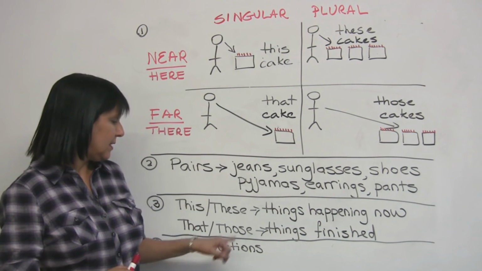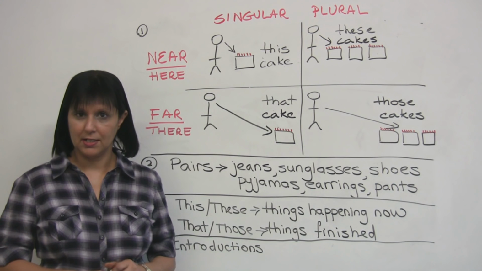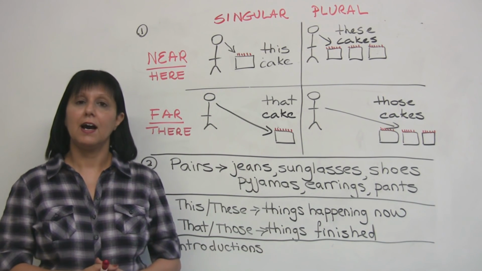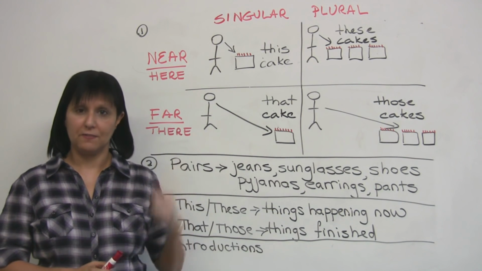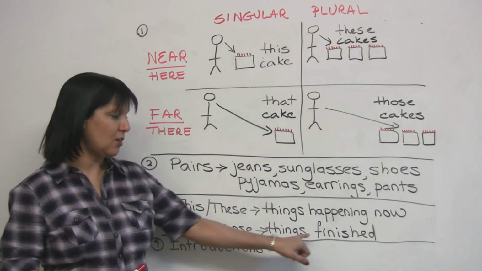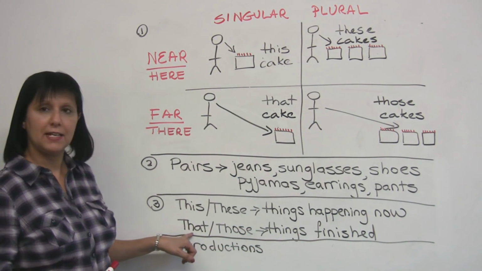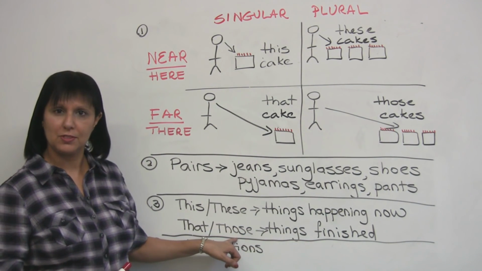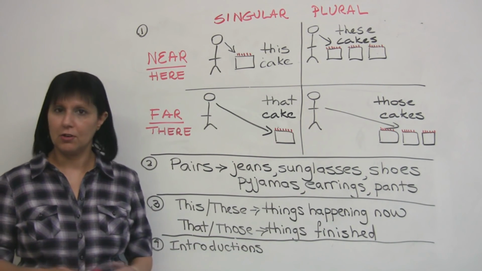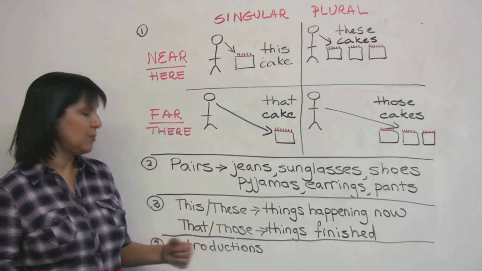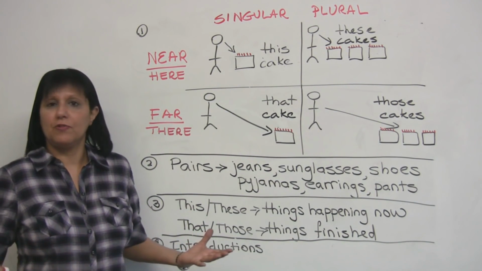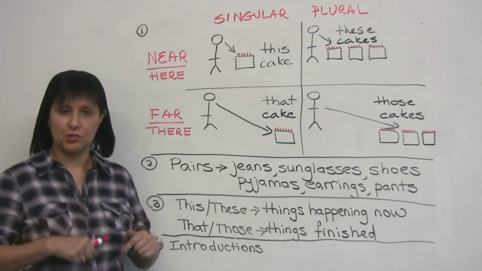Okay? Let's say you leave the restaurant and you're walking away from the restaurant and you comment to your friend, I really liked that food. Now the situation is over. When things are finished, we usually say that or those. Okay? So let's give another example. Let's say you're at a concert and you might say, I really like this concert. Right? Or this concert is great, while you're actually there.